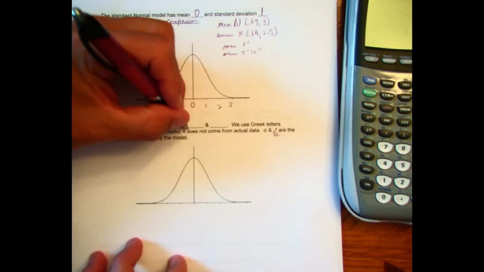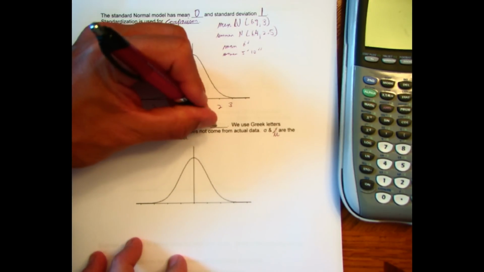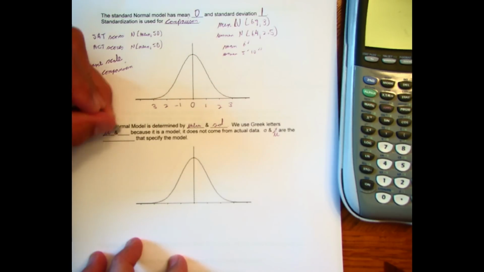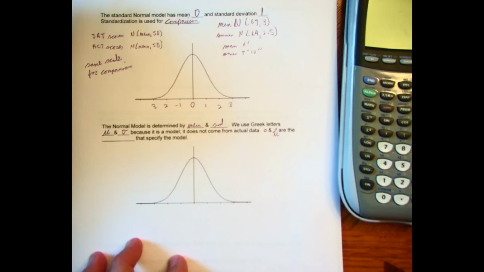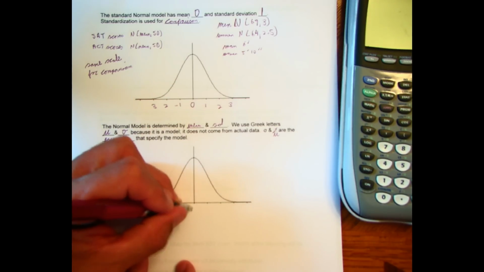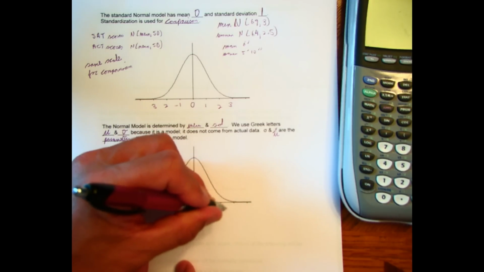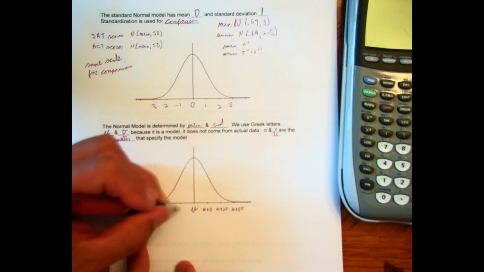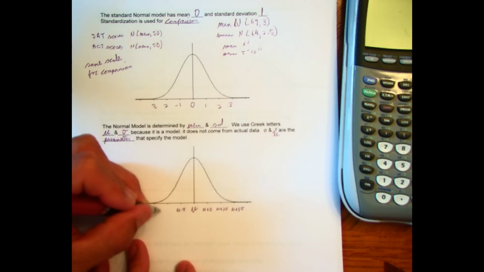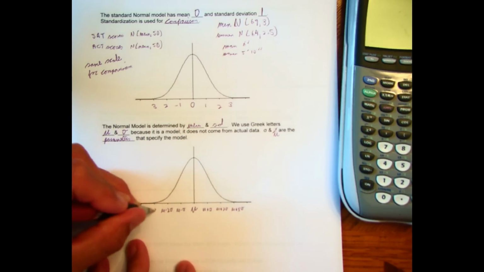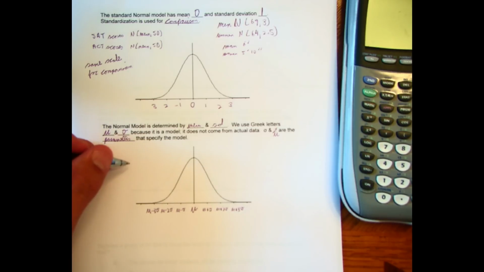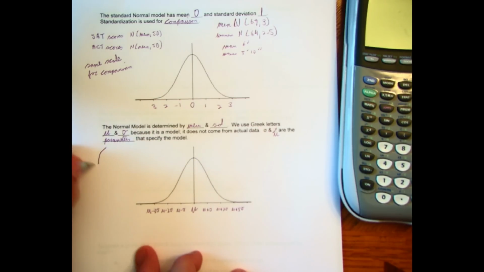So the normal model is determined by the mean and the standard deviation. We use the Greek letters mu and sigma because it is a model. It does not come from actual data. Sigma and mu are the parameters, okay, that specify the model. So this is mu, and this is mu plus 1 sigma, mu plus 2 sigmas, mu plus 3 sigmas, mu minus sigma, mu minus 2 sigmas, mu minus 3 sigmas. Okay, parameters are things that apply to populations.